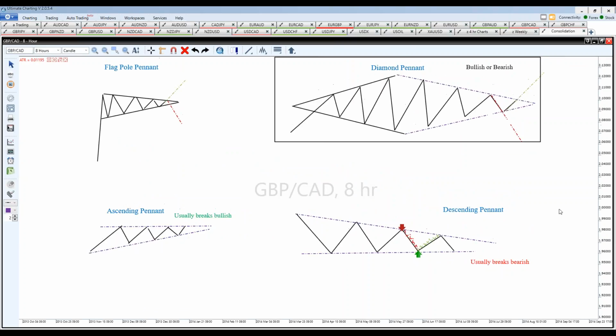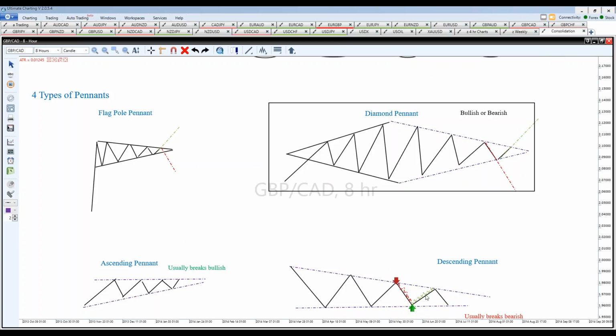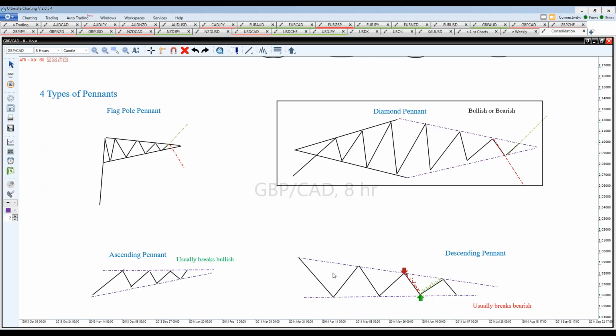Well, the smaller, the tighter the market movement gets, that's an indication that the market is getting closer to a breakout and to the end of that pattern. But in the meantime, you make pips, and pips is money.